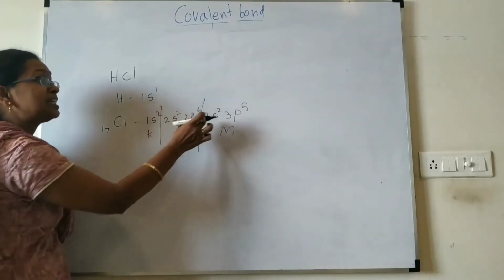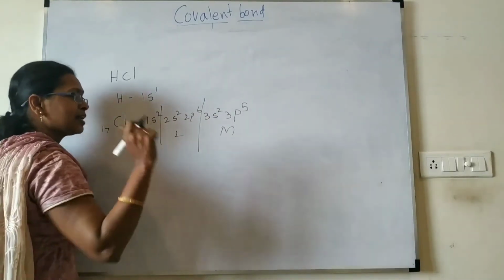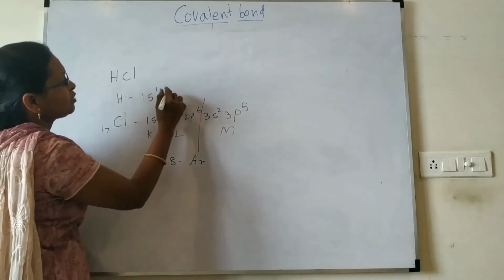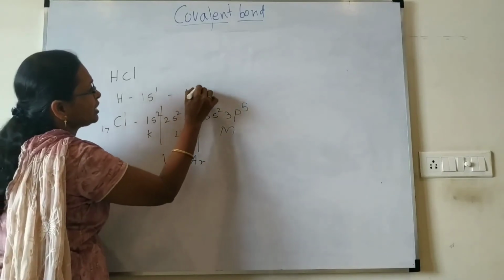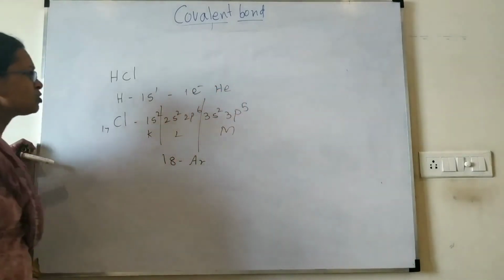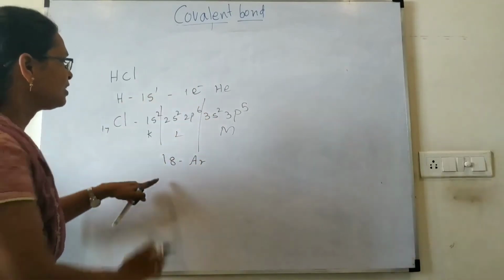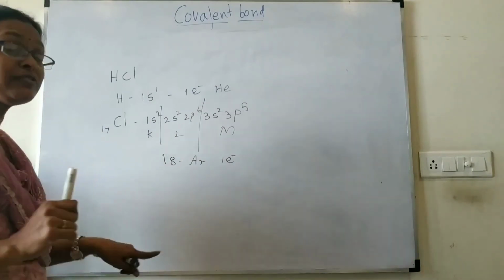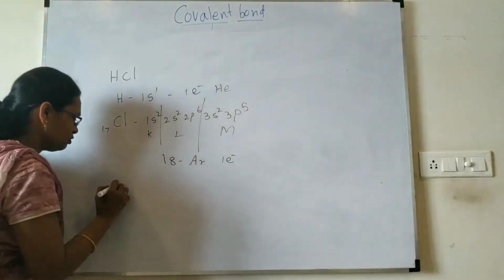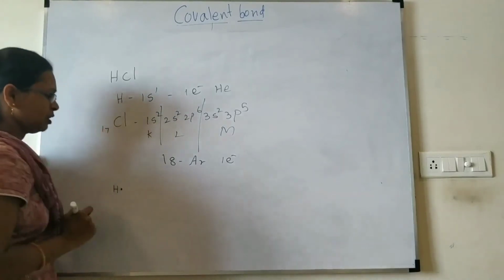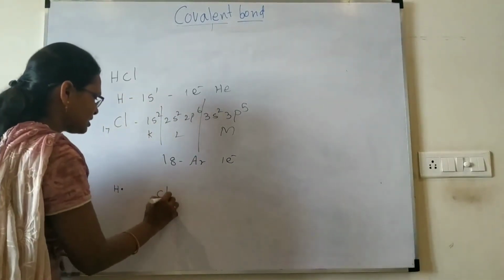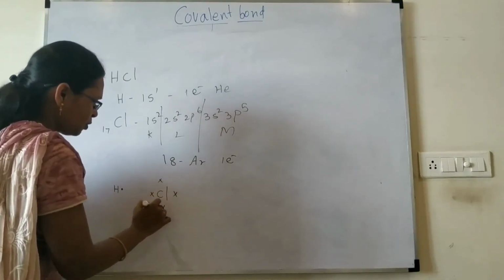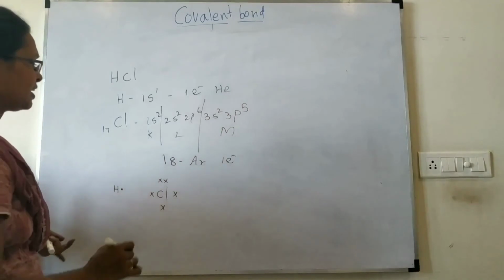How many electrons does it need to gain stability? 1 electron, right. Which is the nearest noble gas? 18, that is argon. And hydrogen needs 1 electron to reach the nearest noble gas, which is helium. So how will these both share with each other? Hydrogen has only 1 dot, 1 electron, and chlorine has 1, 2, 3, 4, 5, 6, 7 electrons.